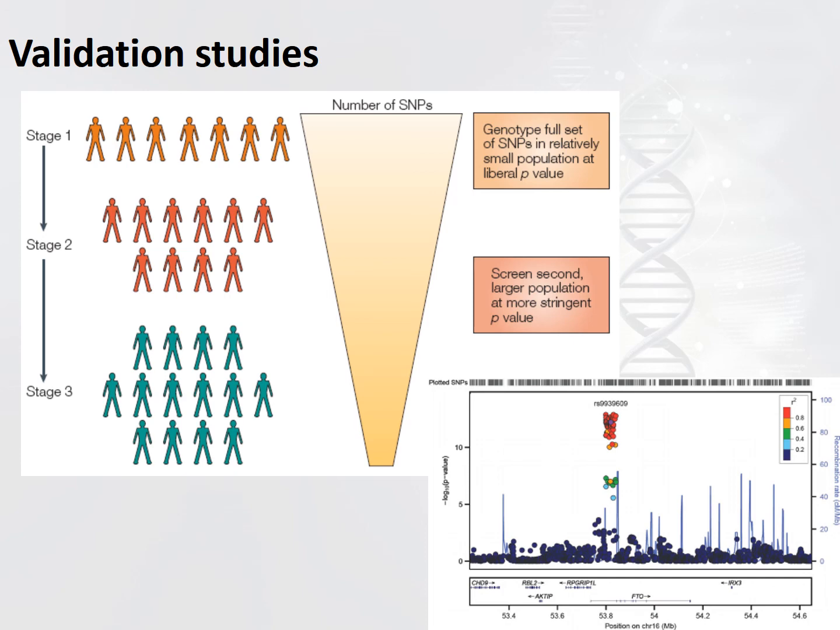However, this is not it. We need a second or even a third validation study. Those studies have increasingly larger population sizes, and their p-values are way smaller, so they have more stringent statistics. Also, they are not looking at full sets of SNPs. They're looking at very localized, limited areas that are only surrounding the candidate SNPs that have been found in the previous step.